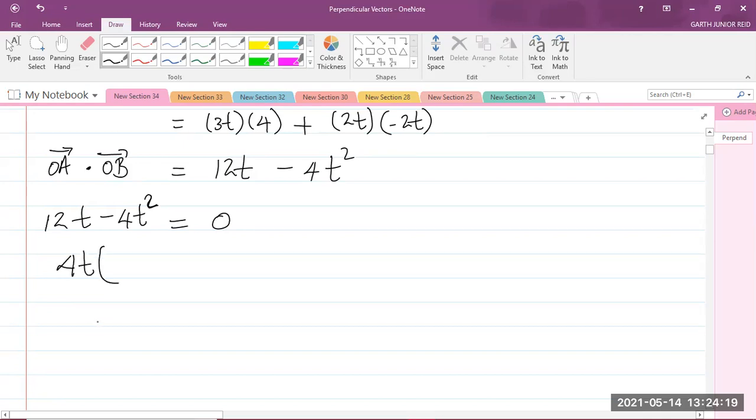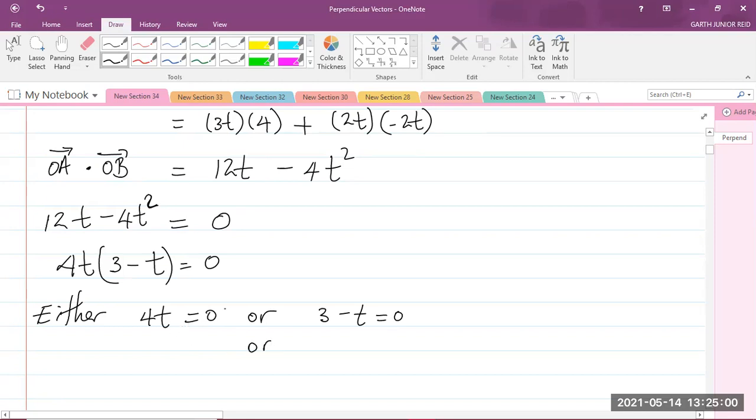When I factor out a 4t in brackets, I will have 3 minus t remaining, and that is equal to 0. All right, because if I have 12t and I divide it by 4t, I will get 3. And if I have a negative 4t squared and I'm dividing that by 4t, I will get a negative t. All right, and that product is equal to 0. Now, if 4t multiplied by 3 minus t is equal to 0, it means that either 4t is equal to 0 or 3 minus t is equal to 0. All right, that's what it means.